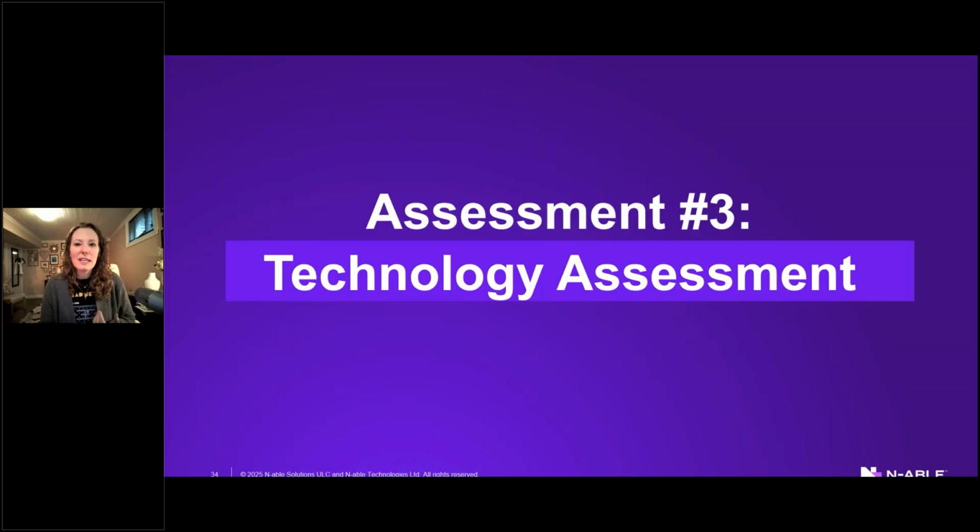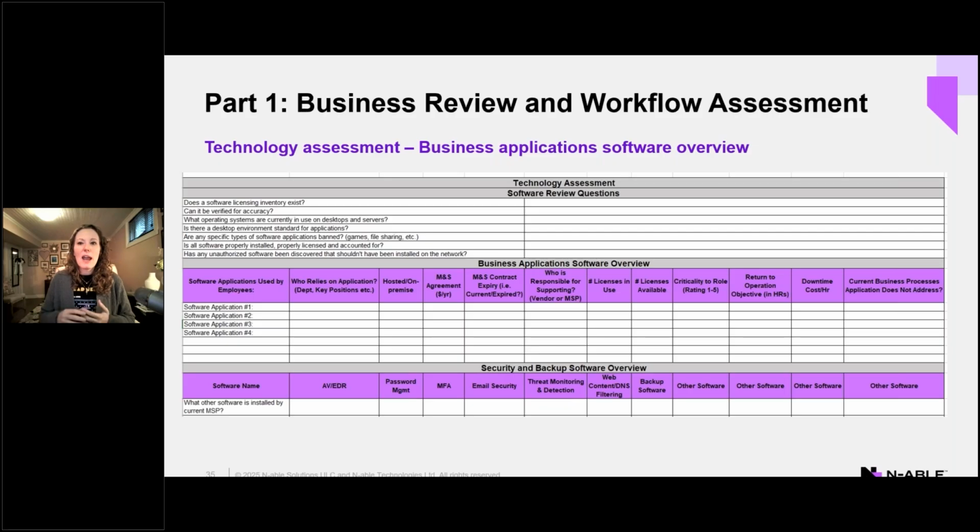And then lastly, this is where we want to complete that overview technology assessment. So getting an understanding of all of the software, the business applications that are currently being used in the business, what software licensing exists, do they have a recent software inventory report that they get from their existing MSP so that you can verify it for accuracy?